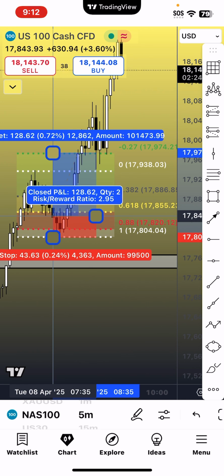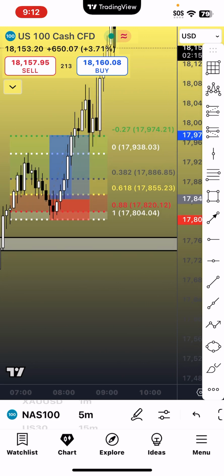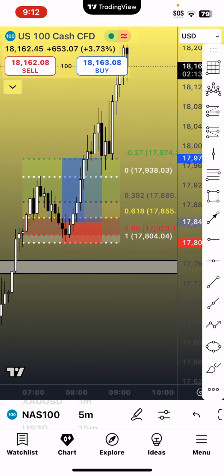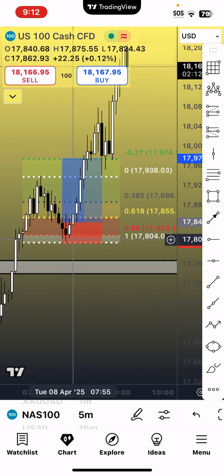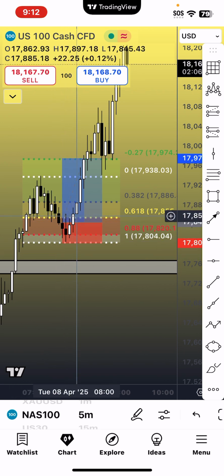I just happened to catch this perfectly. I ended up manually entering this one. So that's how I was able to catch a beautiful reward on this one. I seen price come down and I just went ahead and bought it. So remember, your stop loss always goes below structure. And after you get the close above the 61.8, just like this, you want to be setting your buy limit.